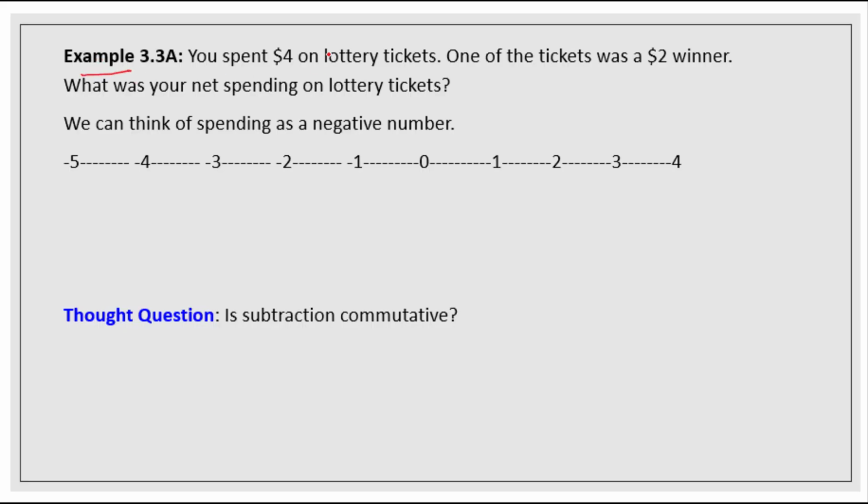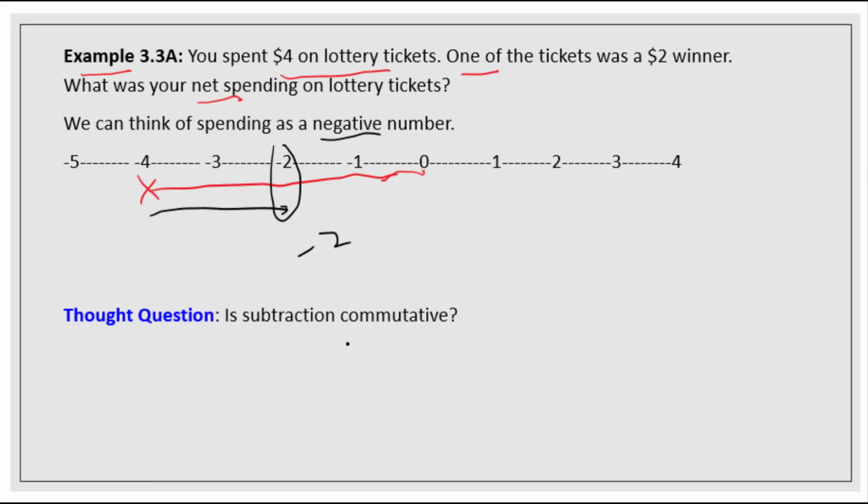Example 3.3a, you spent $4 on a lottery ticket. So let's explain where that would be. If you started there, you would go into the negative numbers all the way to negative 4. So you spent $4 on a lottery ticket. One of the tickets was a $2 winner. What was your net spending on lottery tickets? So if you won $2, you're down 4, and then you won 2, so you would go this way, 2. So there's where you wind up, which would be a negative $2. You think of spending as a negative number. Now, is subtraction commutative? We just discussed that, but 4 minus 2 is not the same thing as 2 minus 4. So the answer is no.